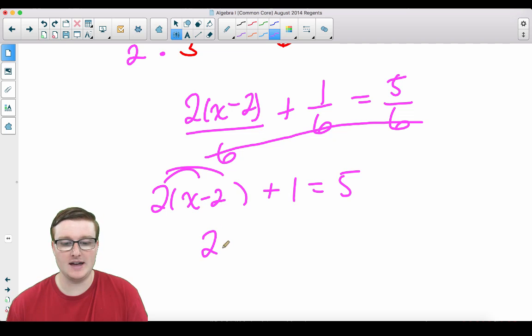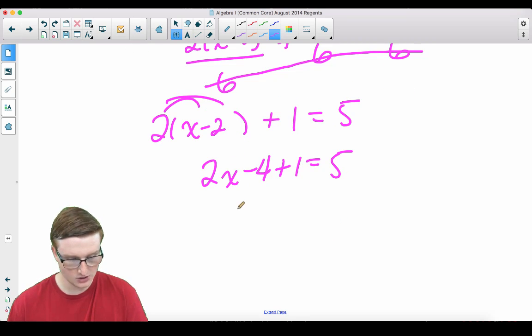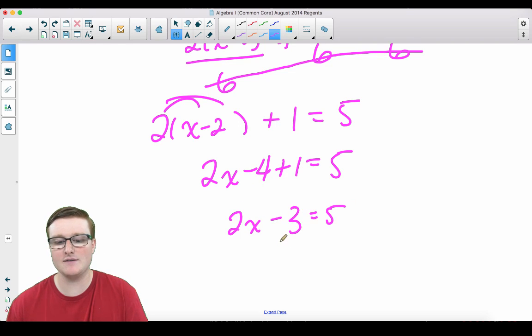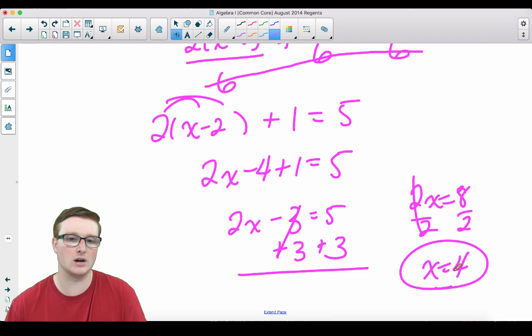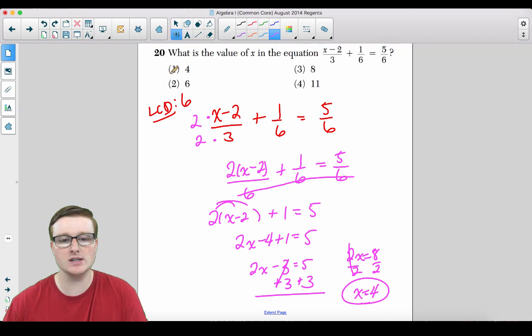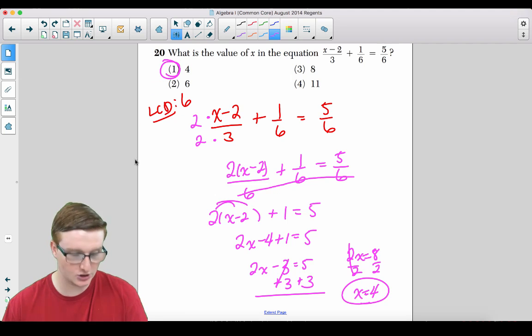So we get, sorry about that, 2x minus 4 plus 1 equals 5. So we get 2x minus 3 equals 5. Add the 3 on both sides. You get 2x equals 8. Divide by the 2. You get x is equal to the number 4, which is going to be choice 1. And that's the answer to number 20.